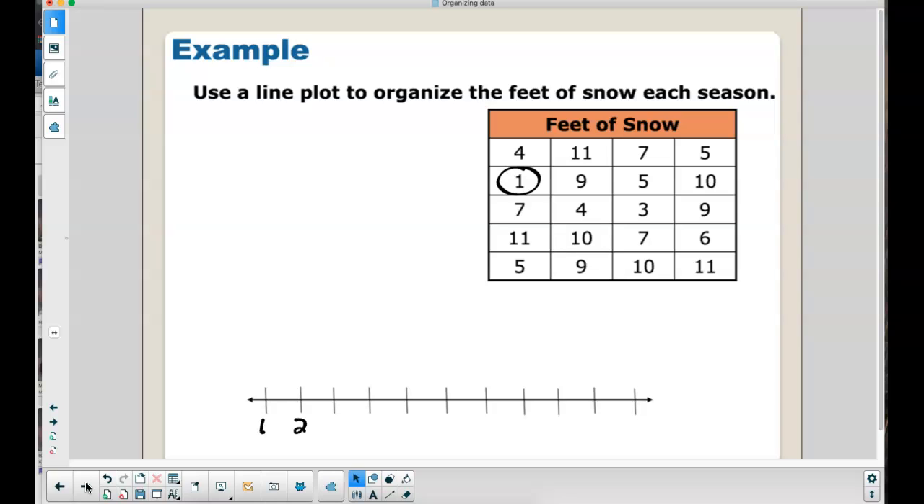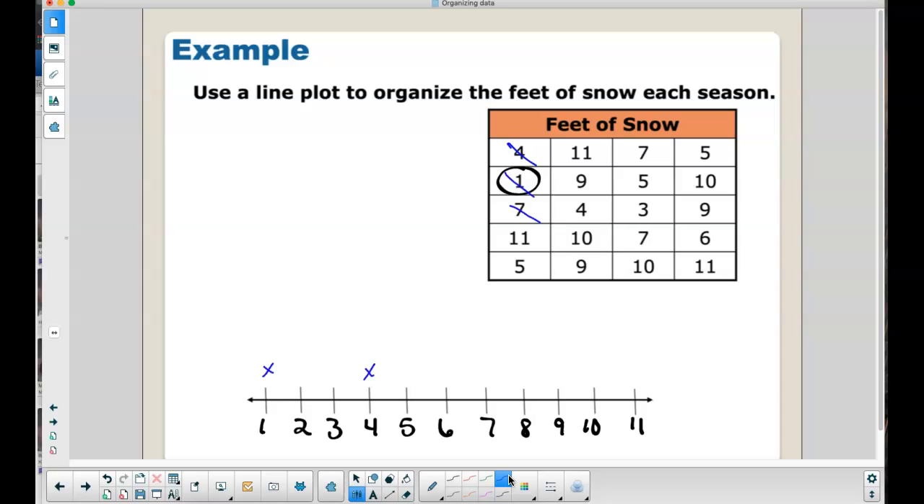So 1, 2, 3, all the way up to 11. Okay, so you have to make sure that you number the number line. And then we're going to place the data on the number line. So I'm going to just start at the top and put an X above the 4, an X above the 1. And just keep going.